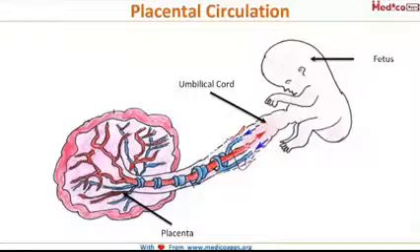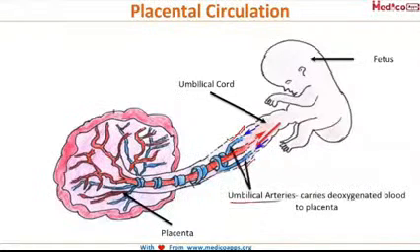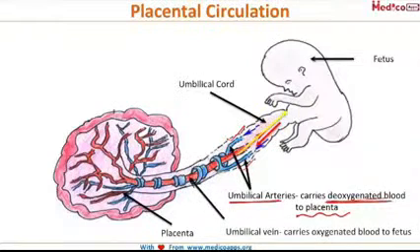Now just opposite to the regular theory that we know that arteries carry oxygenated blood, our umbilical arteries are carrying deoxygenated blood. And where will this deoxygenated blood travel? It has to go from the fetus to the placenta for getting oxygenated. So the umbilical arteries carry deoxygenated blood from the fetus to the placenta. And our umbilical veins carry oxygenated blood from the placenta to the fetus.